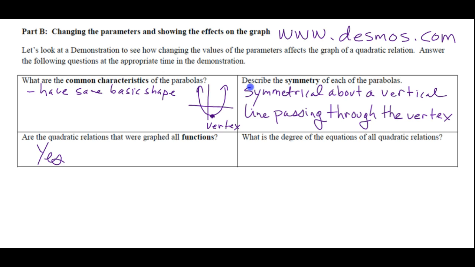So that's a characteristic. Every equation of degree 2 will be a parabola, will open up or down depending on the value of a, will be symmetrical about a vertical line that runs through its middle. In the middle of the parabola, it's called the vertex. This line here is called the axis of symmetry. So the vertical line is called the axis of symmetry.